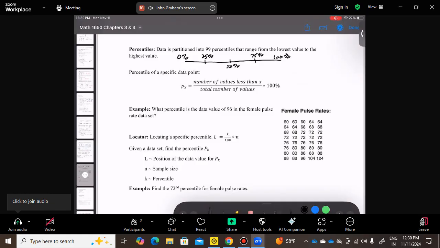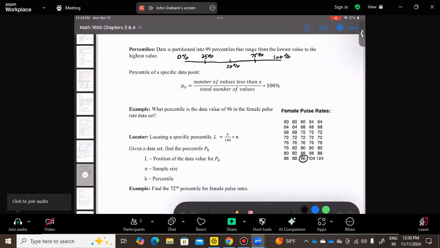To find the percentile of a specific point, we count the number of values less than that value, not equal to, but less than that value, and then divide by the total number of values in the data set, and then multiply by 100% to get a percentage. So if we look at the female pulse rates, what percentile is the data value of 96 in this data set? Well, 96 is all the way down here.